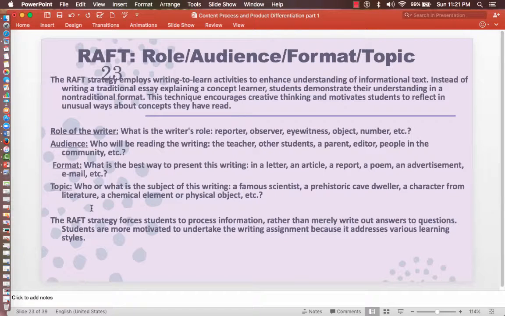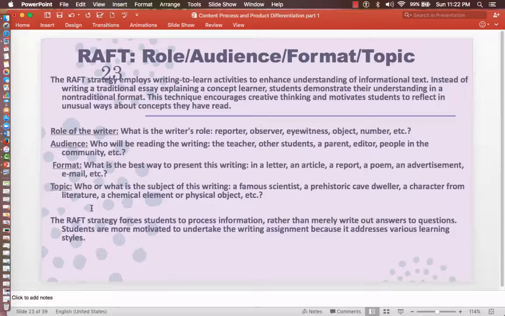All right, so here I have a couple of different learning strategies. And this one is called RAFT. It's Role, Audience, Format, and Topic. And this learning strategy, and I'll be bringing learning strategies throughout the semester that I'm just going to throw in here every once in a while, is writing to learn activities that enhance understanding of informational text. This isn't always easy for kids to be able to figure out, okay? So it encourages creative thinkers, but it also motivates them to reflect about things that they've read.